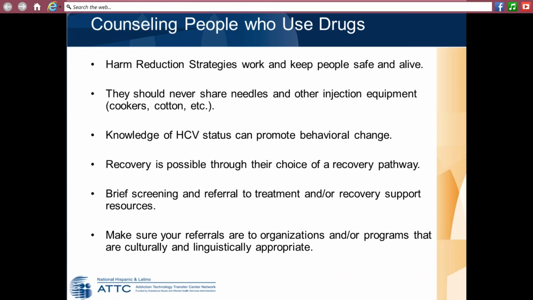Make sure that the referrals are to organizations and or programs that are culturally and linguistically appropriate. I know that I am here in Massachusetts and very close by to Dr. Monterel, and I know that she is bilingual, bicultural. I know that her staff are bilingual, bicultural. And I know that when I send a patient there, they will be treated with dignity, with respect, and with adherence and attention to issues of culture, to issues of language.